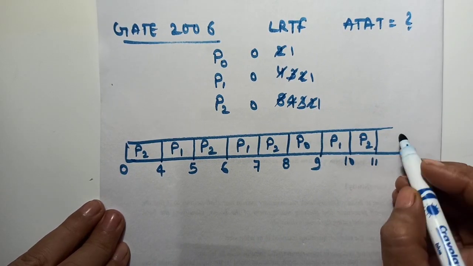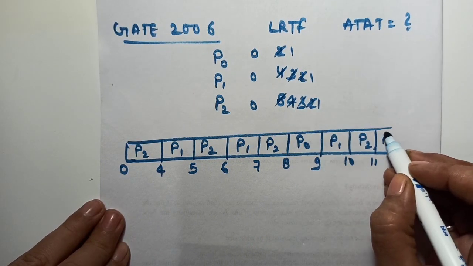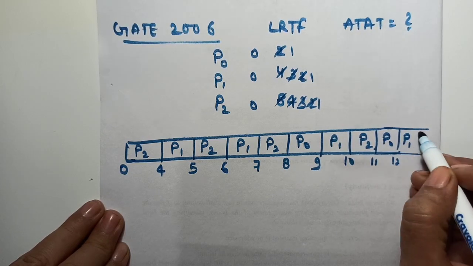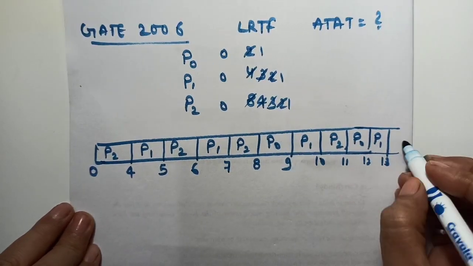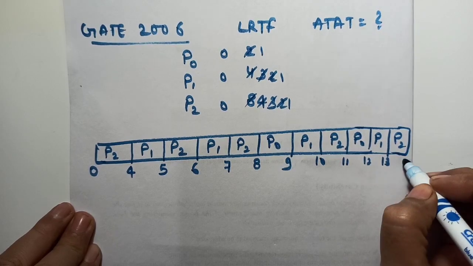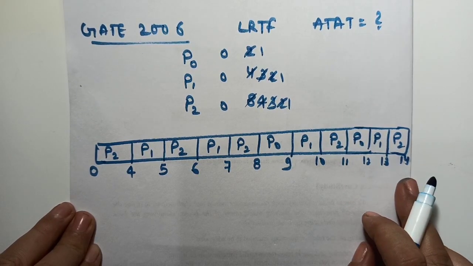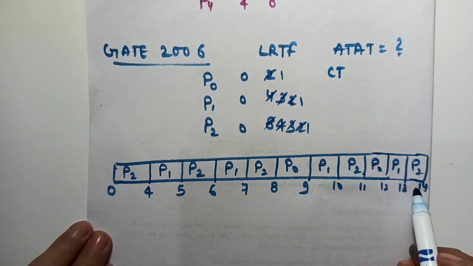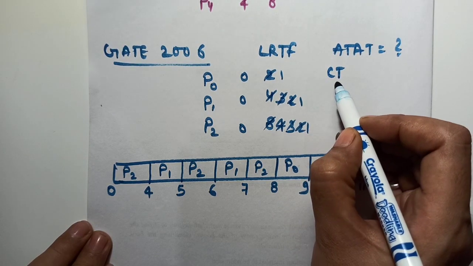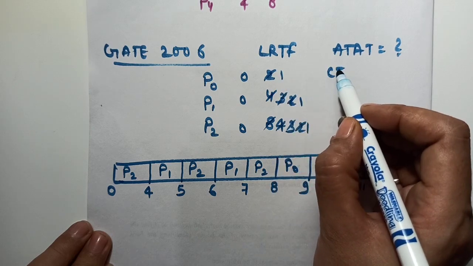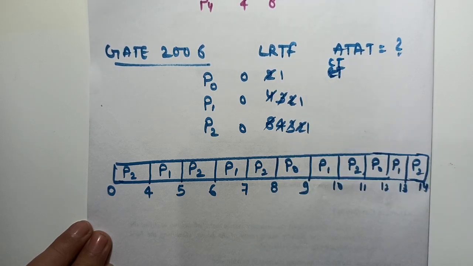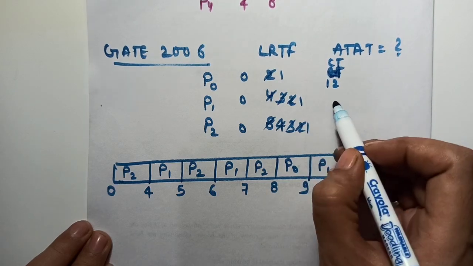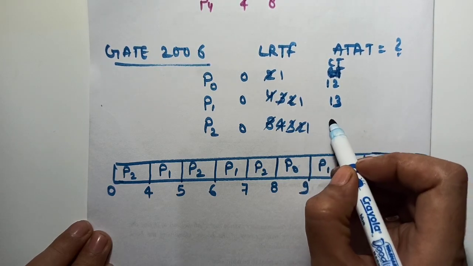Okay, after that what will we do? Again 1 1 1, so P0 at 12, P1 at 13 and then last P2 at 14. So the total time is 14 units. So if I find the completion time, what is the completion time of process P0, sorry, I wrote this wrong here. I write the completion time here: process P0's is 12, P1's is 13, P2's is 14.